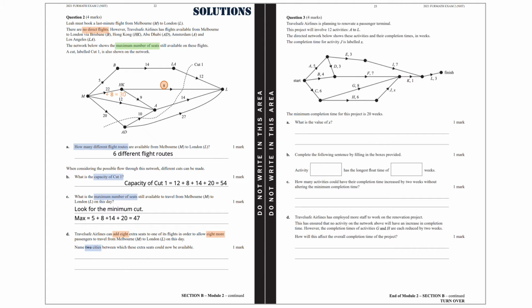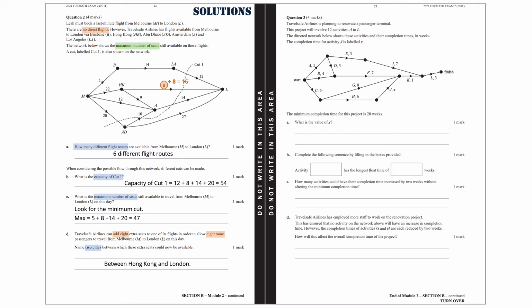However, if we add 8 extra seats on the flight from Hong Kong to London, that is going to allow 8 more passengers to travel from Melbourne to Hong Kong to London. So the answer to this question is going to be between Hong Kong and London.